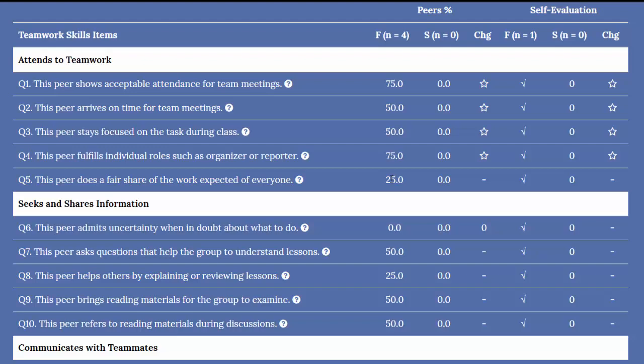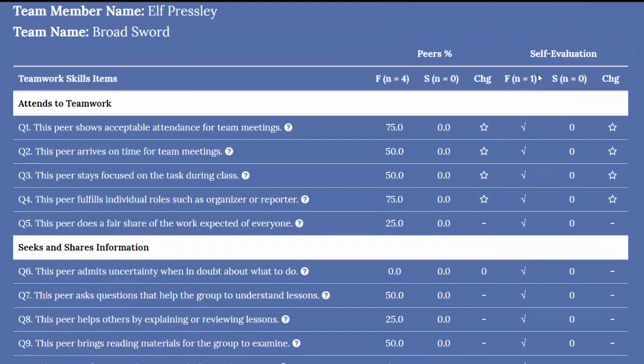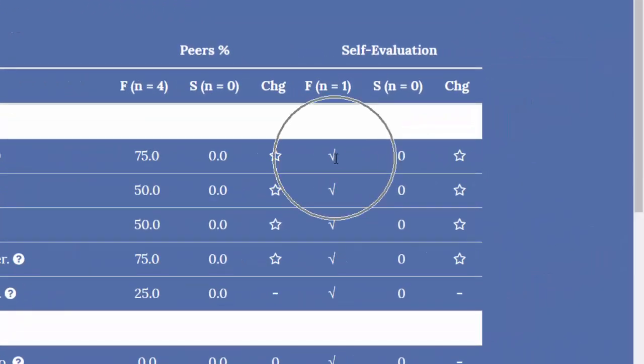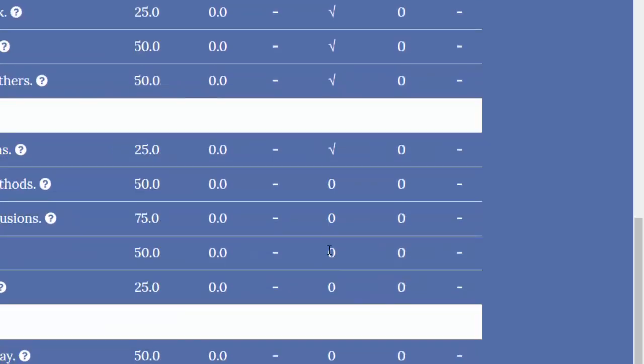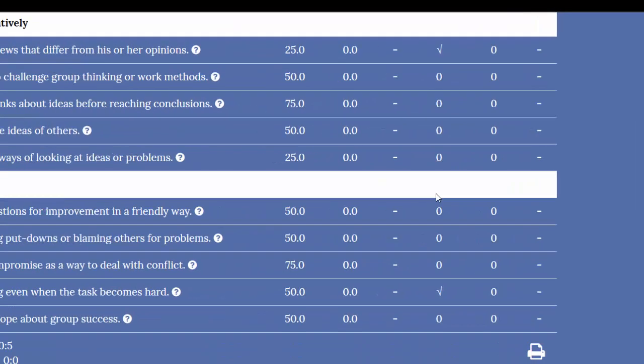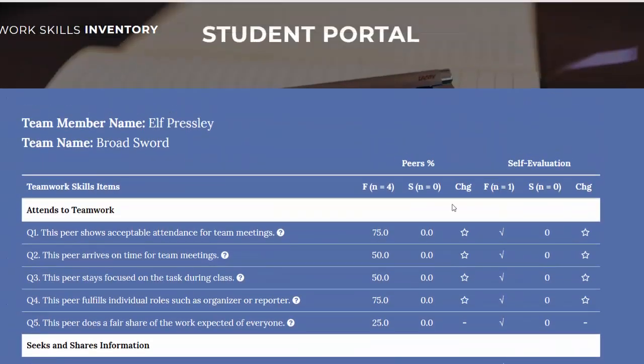Pretty easy, huh? Okay. If in the self-evaluation columns he checked a particular item, that means he or she is giving themselves credit for demonstrating that team skill. That's what the check means. If it is a 0, as in here, for example, team skill 17, question 17, that means that person is not giving themselves credit for demonstrating that particular team skill. That's why it's at a 0. So that's what these all mean.